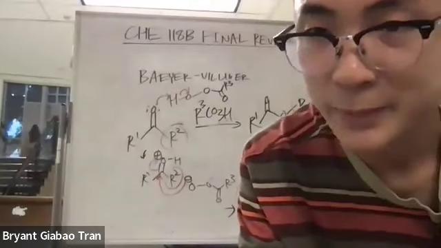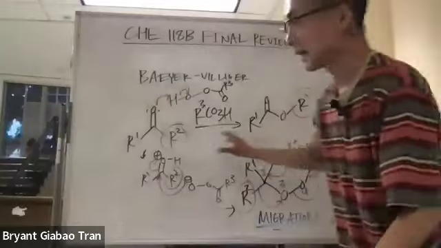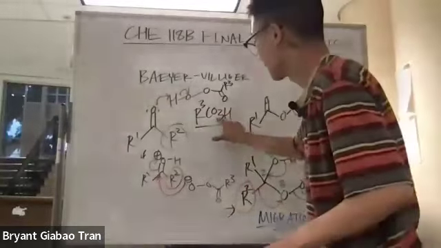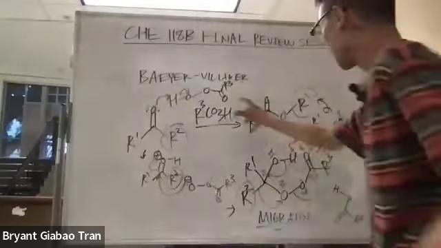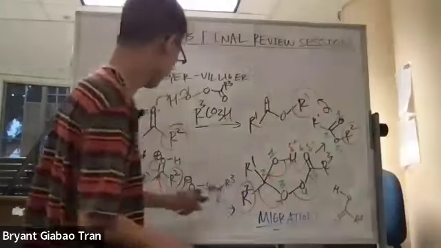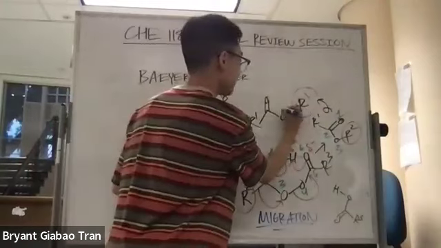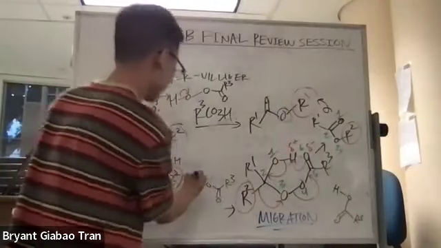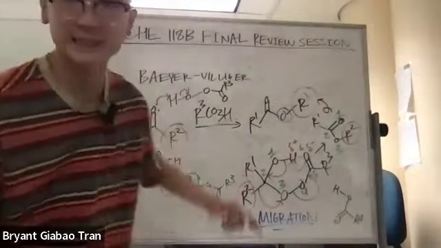Why did MCPBA add oxygen between the R2 and carbonyl? MCPBA is a type of peroxy acid like this, where the oxygen comes from the peroxy acid, which is this oxygen right here. The new oxygen that we added is this oxygen here of the peroxy acid. And MCPBA is a type of peroxy acid.